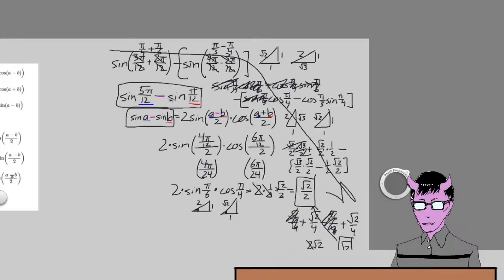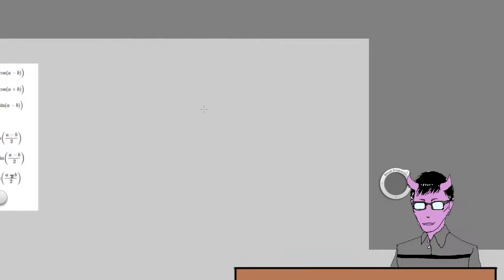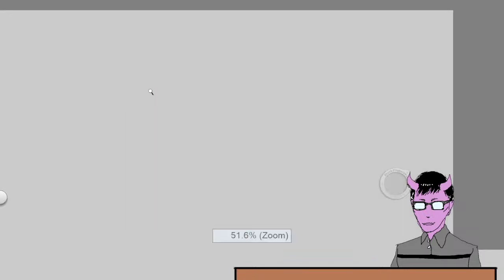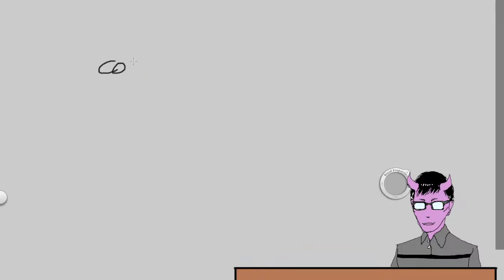Wait, which problem was that again? Sine. Okay. So now moving on, we have a cosine situation now. We have cosine of pi over 12 minus cosine of 7 pi over 12.